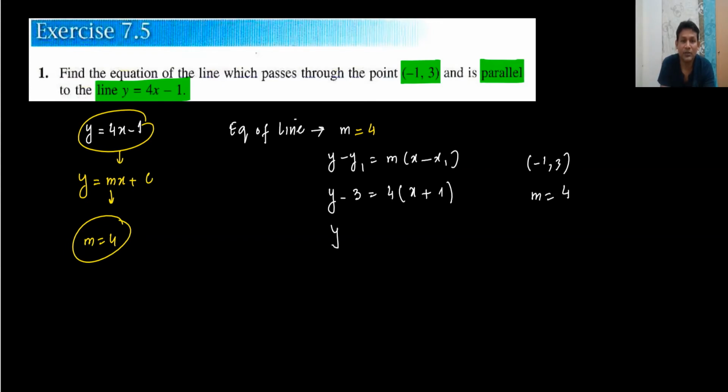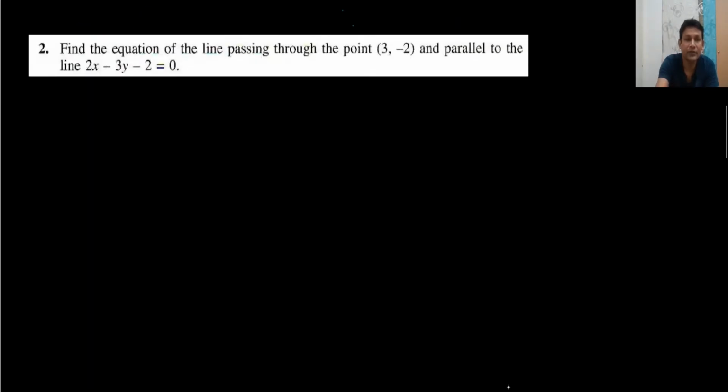So now we just need to arrange: 4x plus 1, the 3 shifted to the right-hand side becomes plus, so it will become 4x plus 4. This is the right equation of the given line, like first number 1. You can check the gradient is the same, 4 and 4 here. We have used it. Question number 2.